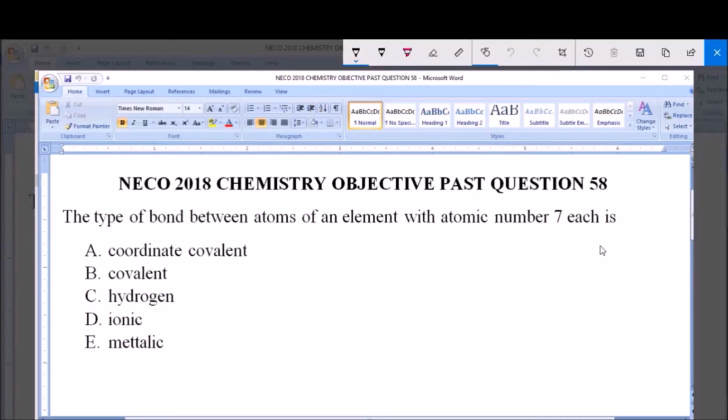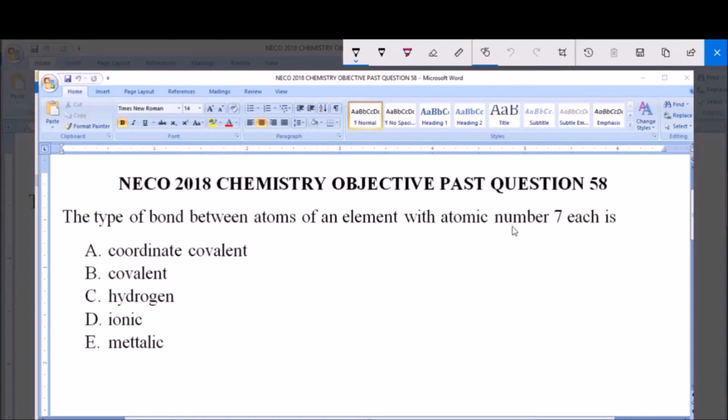Hello, good day and welcome. I'll be answering NECO 2018 Chemistry Objective Past Question 58. The type of bond between atoms of an element with atomic number 7 each is: A, coordinate covalent; B, covalent; C, hydrogen; D, ionic; and E, metallic.